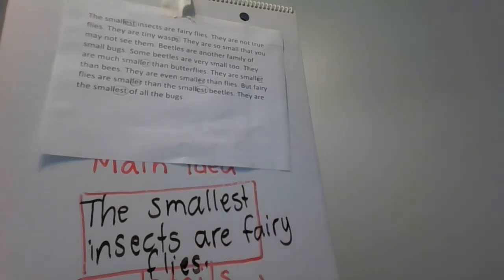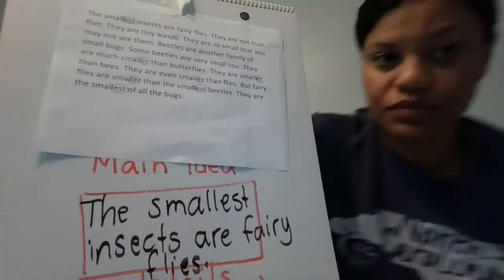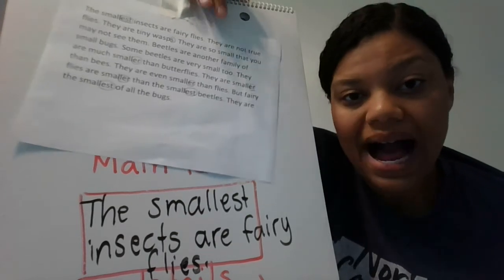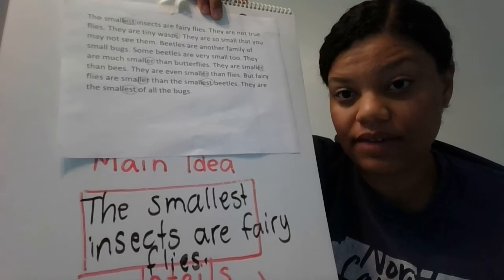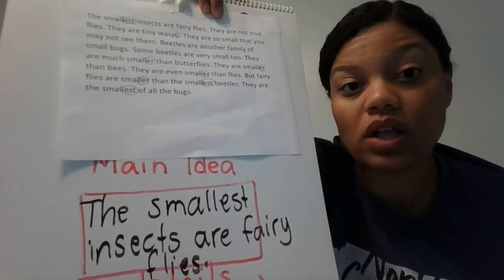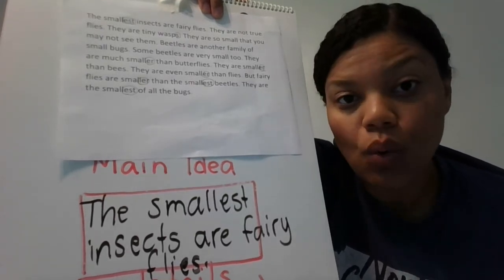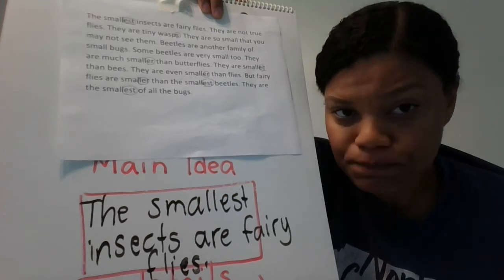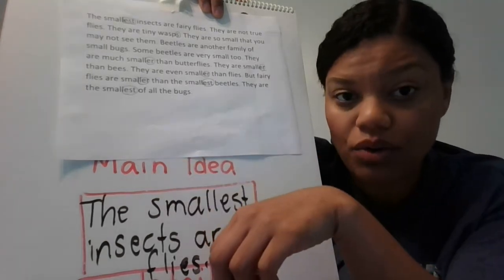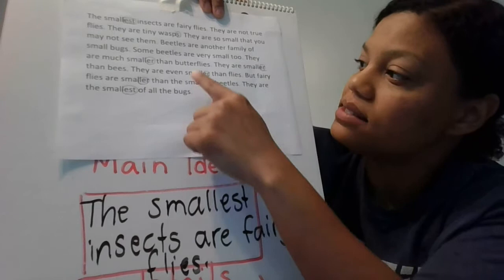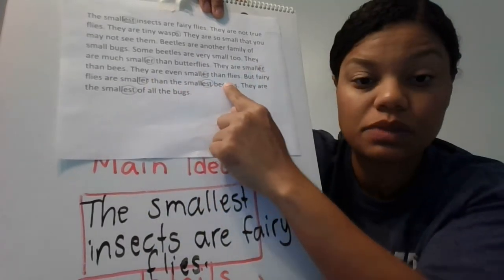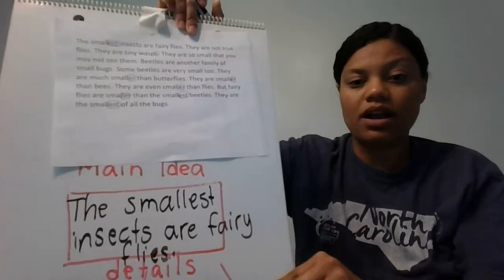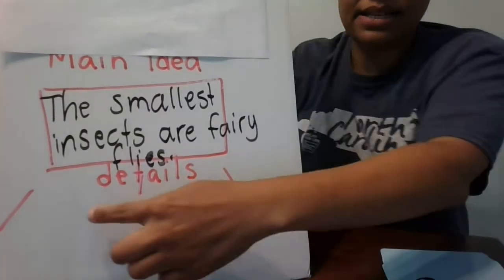Okay? Now, I want to look at, well, how do I know they're the smallest insect? What details do they give me to let me know that these are the smallest insects? Well, I do see that they talk about beetles in the text. And here they say, but fairy flies are smaller than the smallest beetles. So that's a detail right there. So I'm going to add that to my detail section right here.